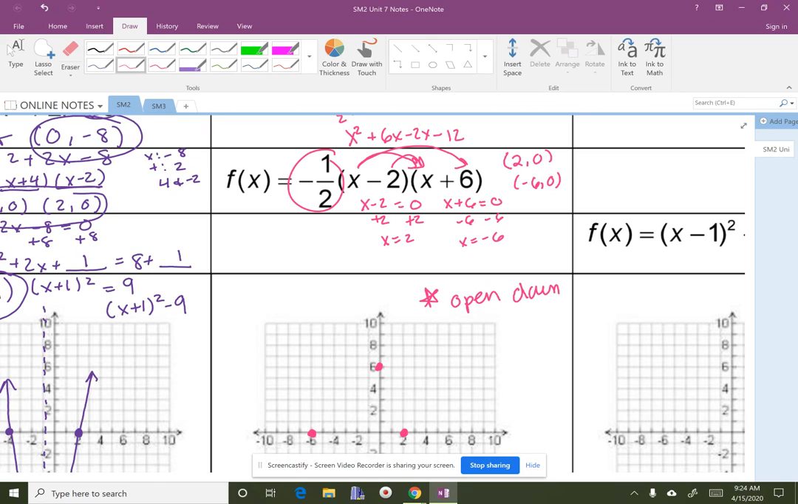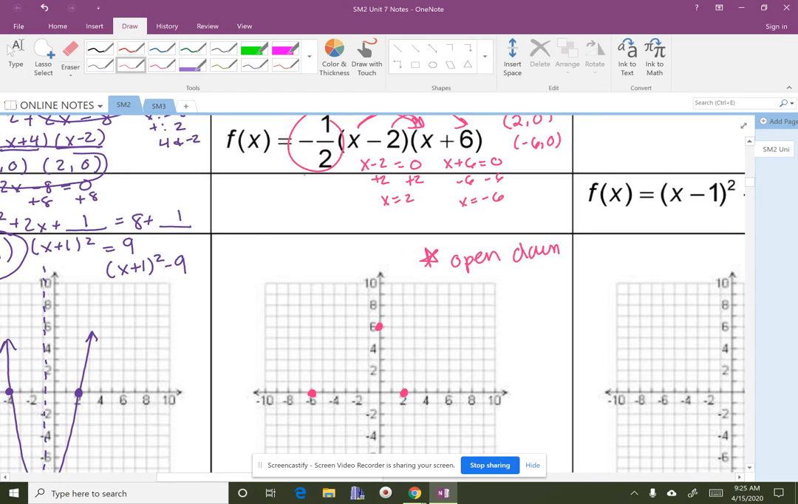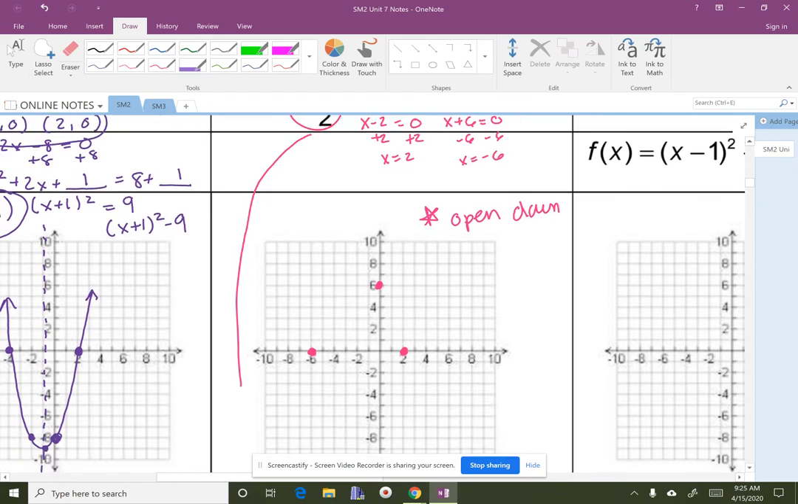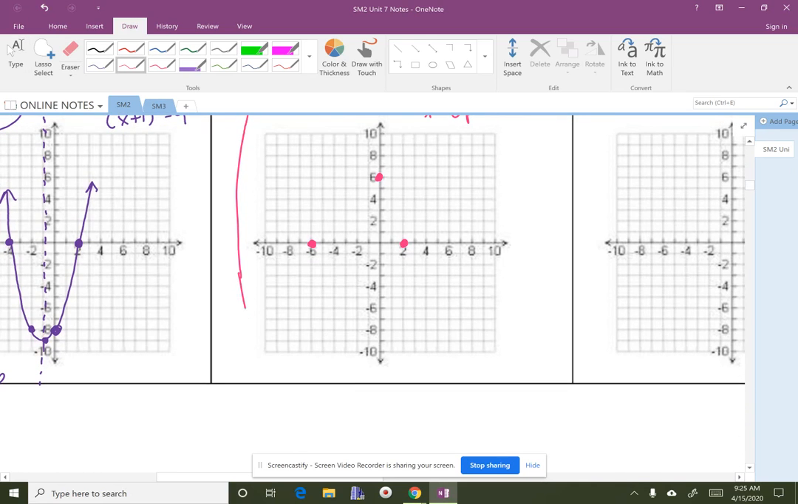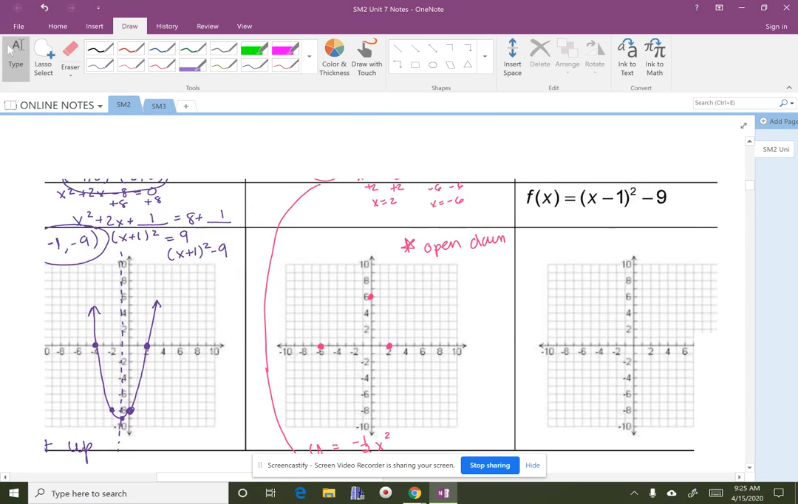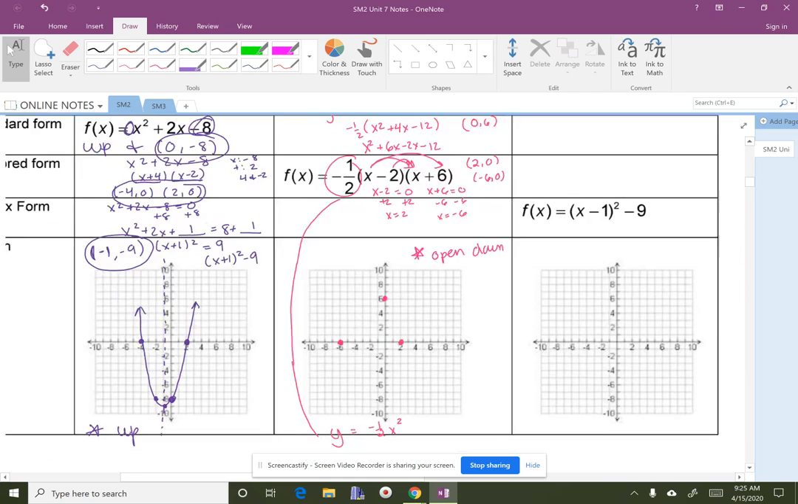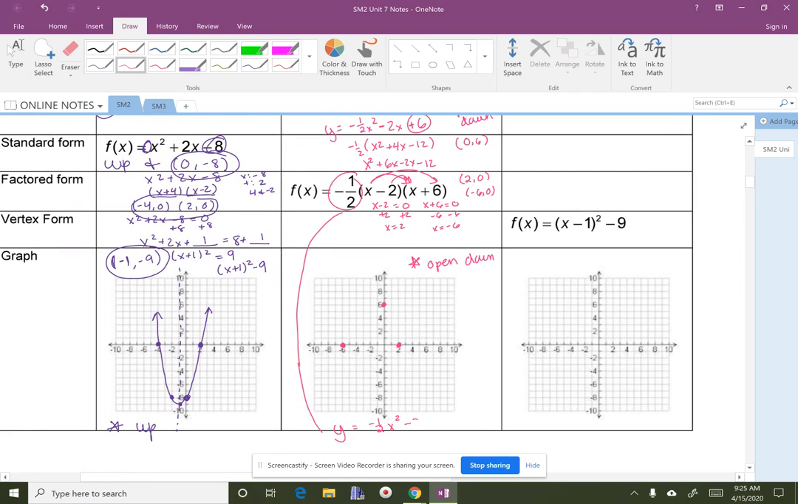Okay, the final form that we need to do is vertex form, and I don't have enough room, so I'm going to do it at the bottom here. Okay, but I'm going to go from my standard form. Remember, my standard form is y equals -1/2 x squared minus 2x plus 6.